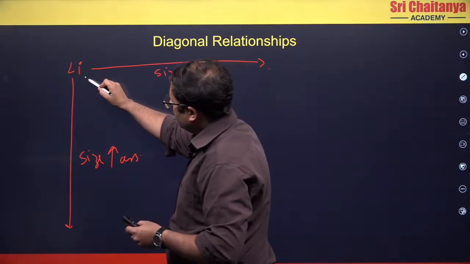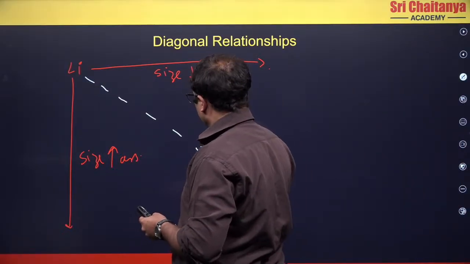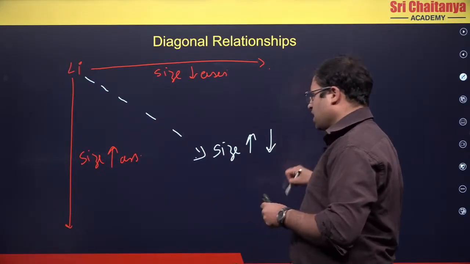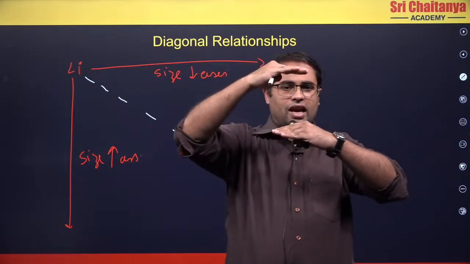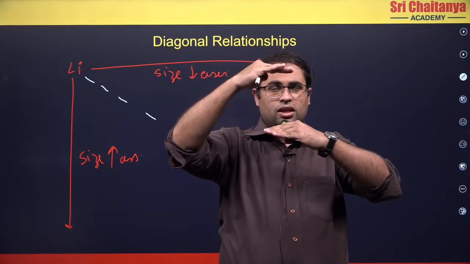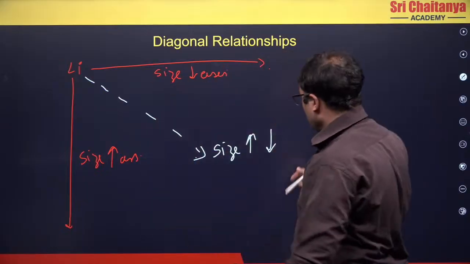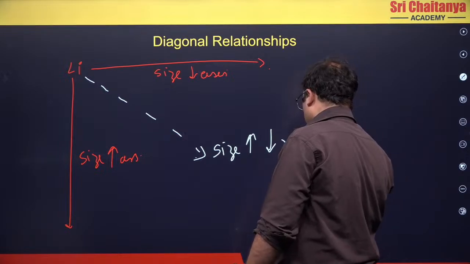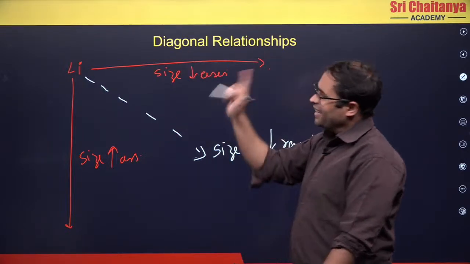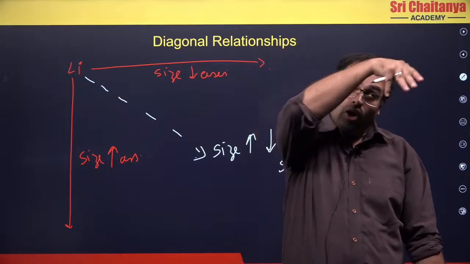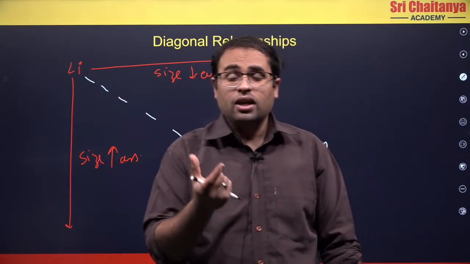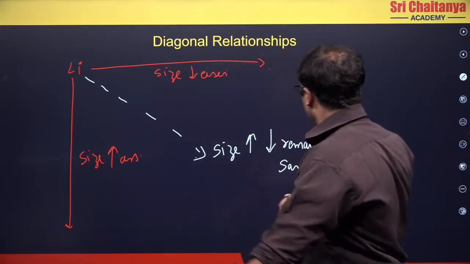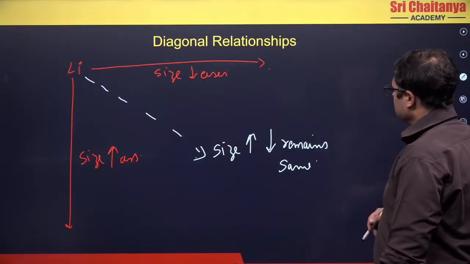So what if I go in the diagonal direction? What happens here? Here size increases, then decreases. If this is the size, it increases, then decreases, increases, then decreases, remains the same. So in this size increases, decreases, or I can say remains same. This is called diagonal relationship. The elements which lie along the diagonal have similar physical properties, some properties and similar size. So what are those diagonal relationship elements?